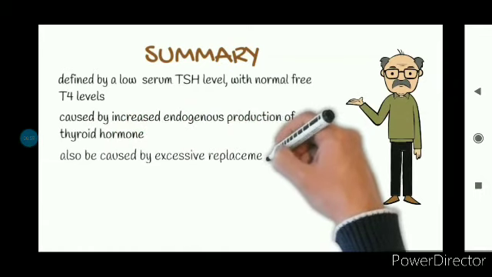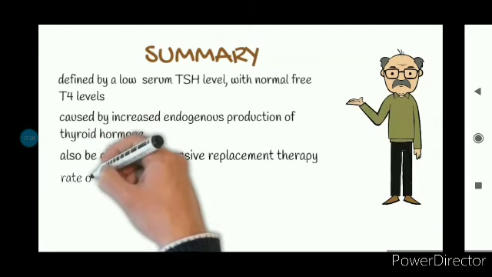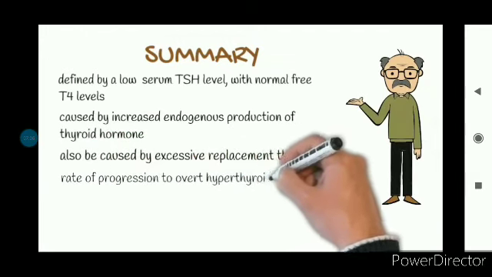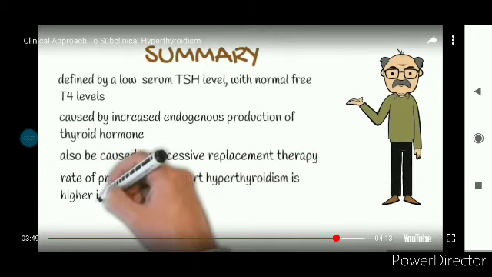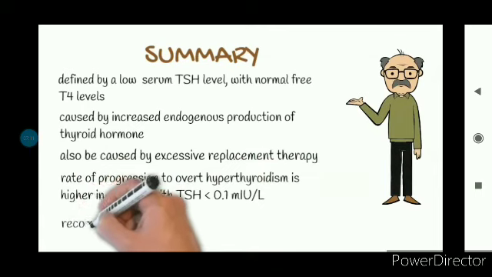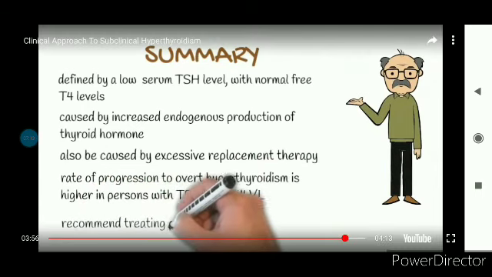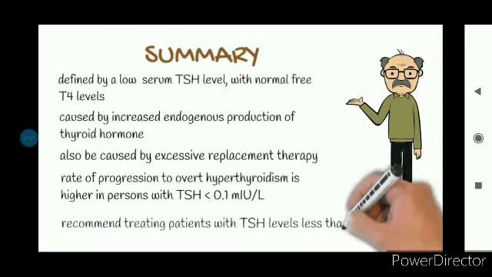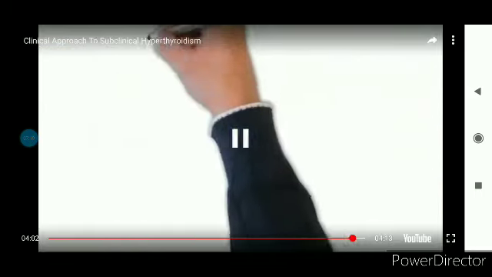The rate of progression to overt hypothyroidism is higher in persons with TSH levels less than 0.1 milli-IU per liter. Current guidelines recommend treating patients with TSH levels less than 0.1 milli-IU per liter if they are older than 65 years or have comorbidities such as heart disease or osteoporosis.